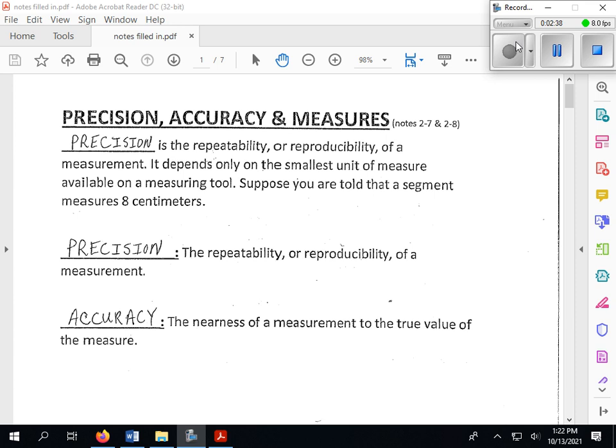Again, precision, I got written out there. Make sure you fill it in. I'm not going to read it again. I just read it up here. I'm not sure why I put it on there twice.